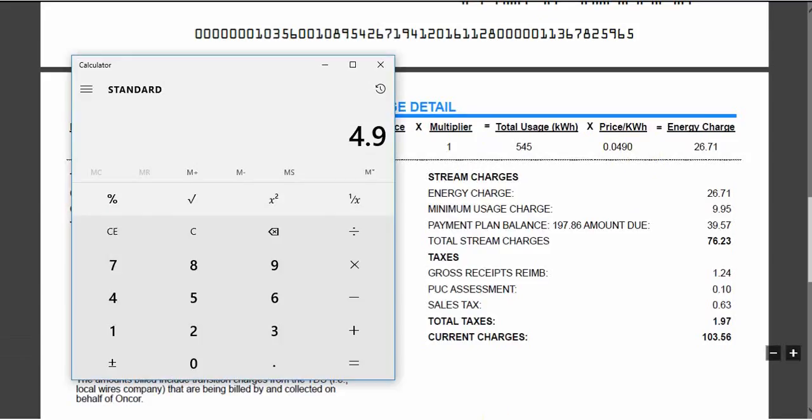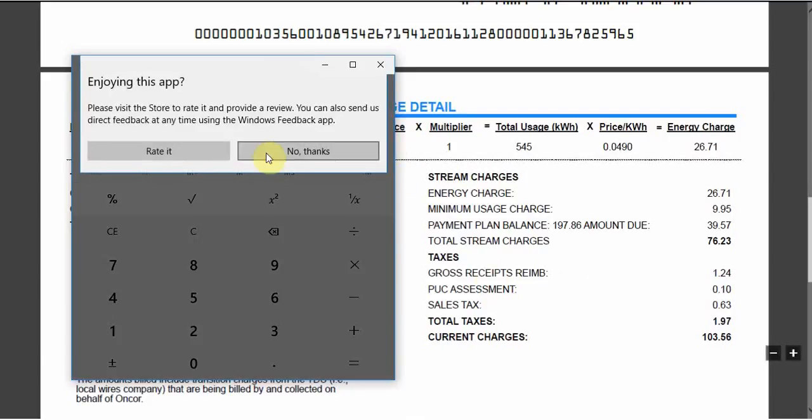So you're going to take the 4.9 cents per kilowatt hour and multiply that by the 545 kilowatt hours that you used. All right, it's going to show up on the basic calculator as 26.7050.